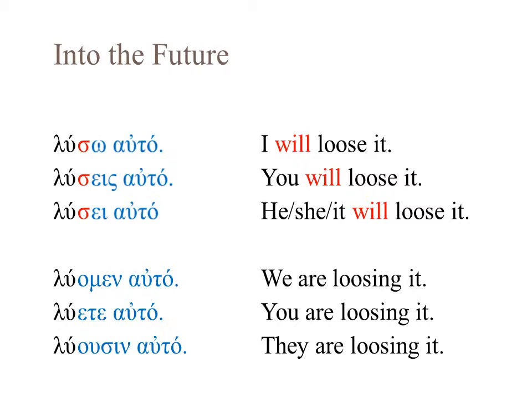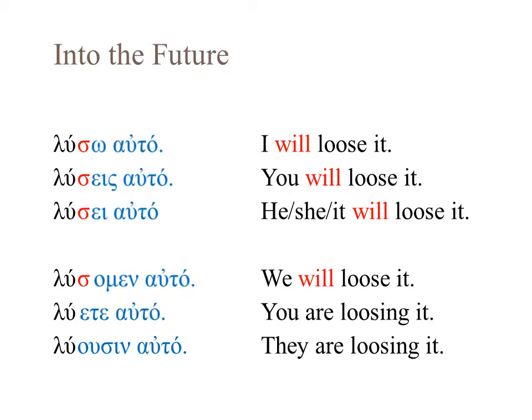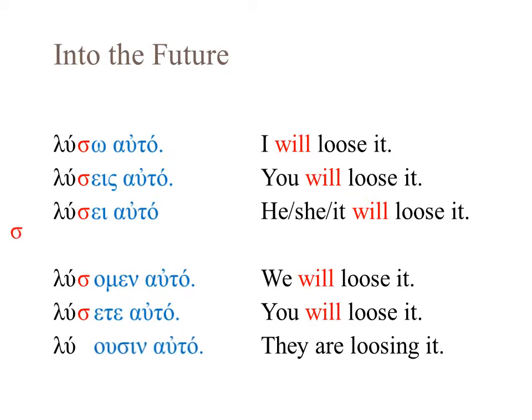Luomen auto, we are loosing it. We're going to dump a sigma. Lusomen auto is we will loose it. Luete auto was you are loosing it. Lusete auto, you will loose it. And then finally, luousin auto, they are loosing it. And we are going to dump again a sigma and get they will loose it.